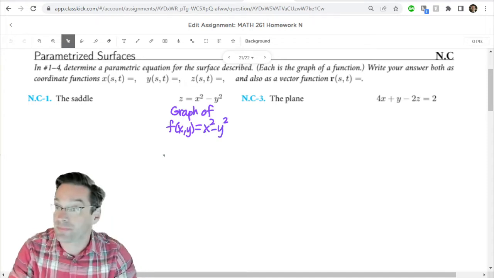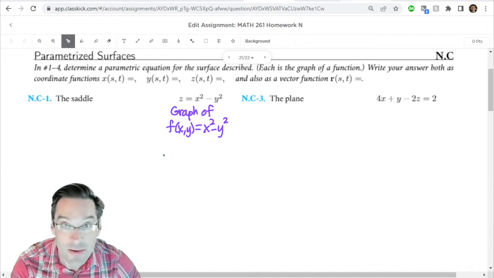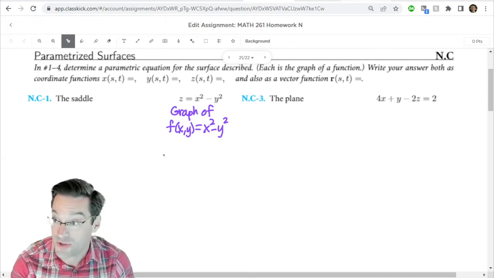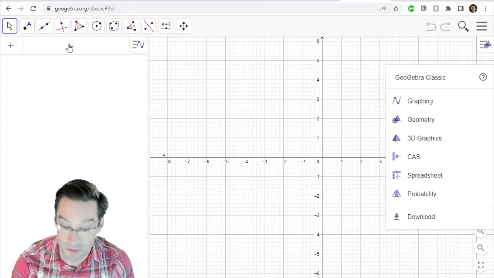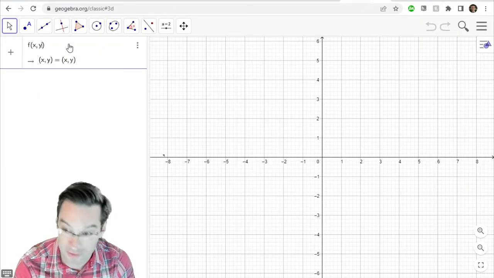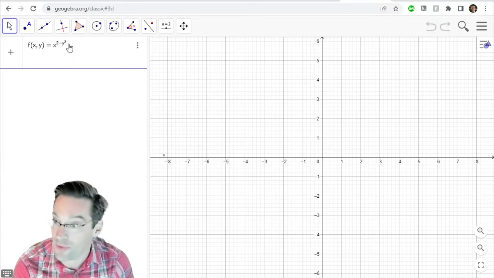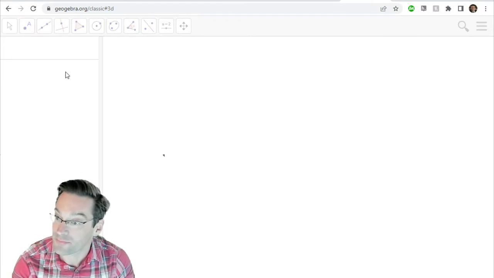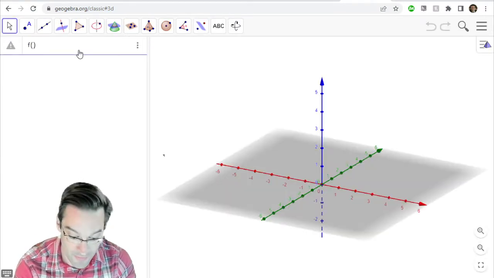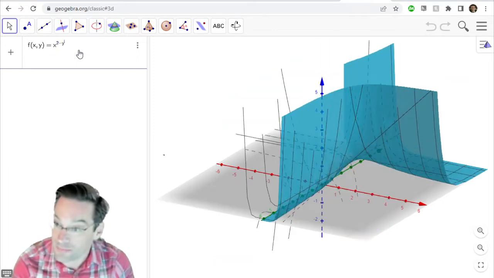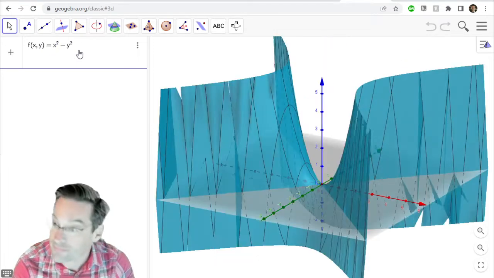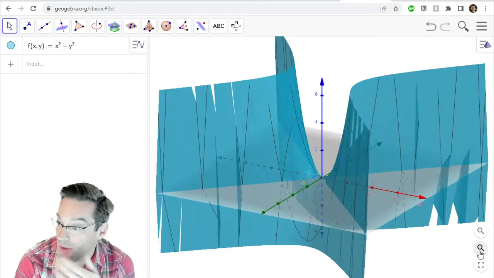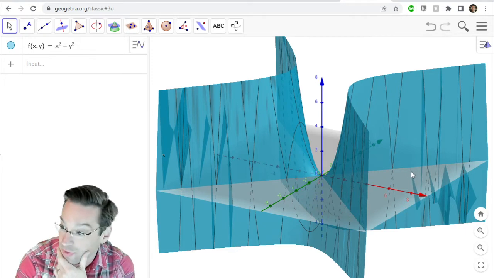And so the secret, not really a secret because I'm about to give it away, is how we graph an equation like this one using a technological tool like GeoGebra. I'm going to write in f of x, y equals x squared minus y squared. Oops, I've got to get into our 3D mode, otherwise it's not going to make any sense. So here is the picture that GeoGebra comes up with for the graph of this surface.